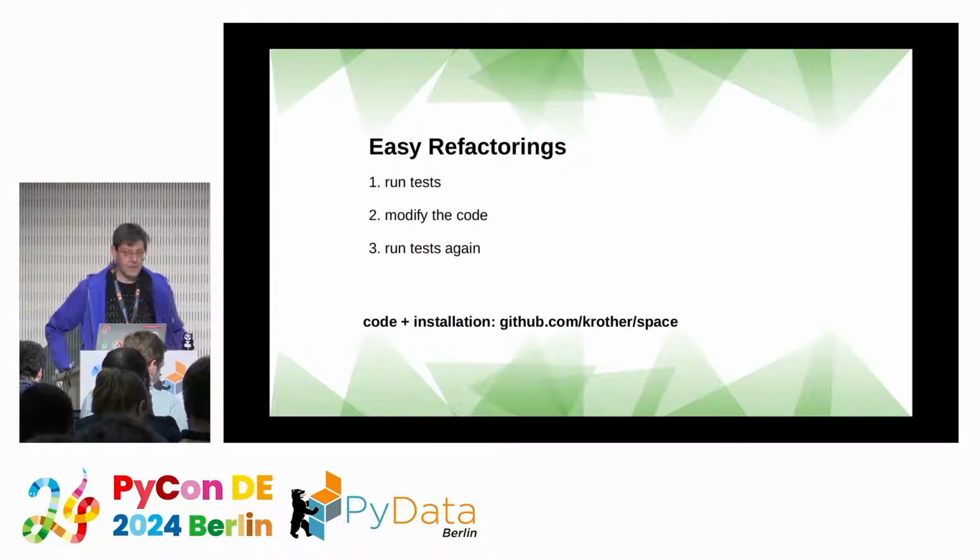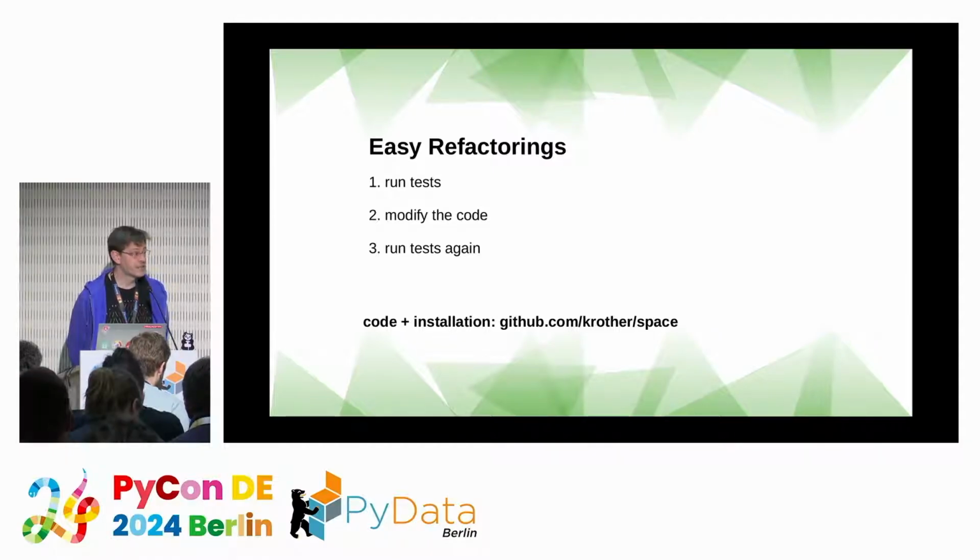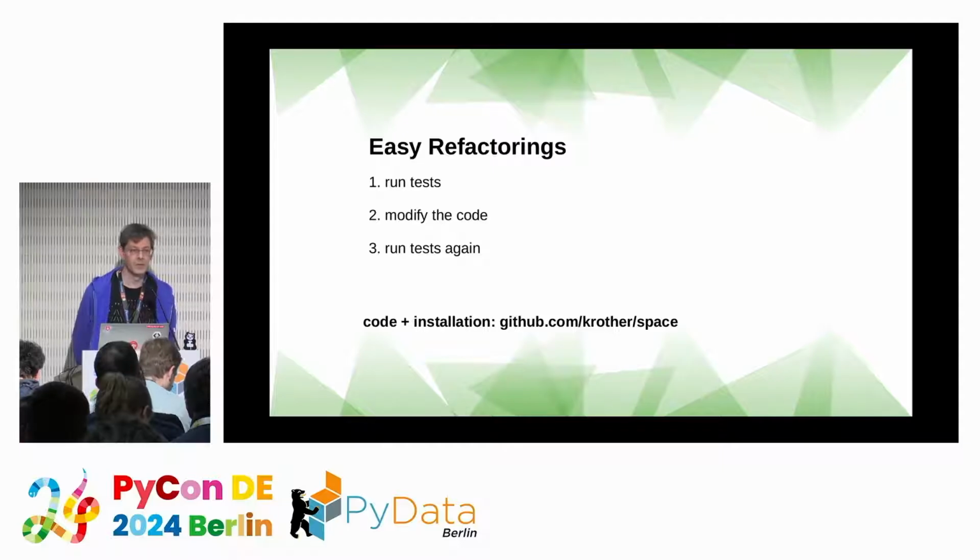There are easy refactorings, where the workflow is very simple. Assuming that you have any type of automated tests, you run the tests, then you modify the code, and then you run the tests again. And if the tests are green after step 3, then you can move on to the next refactoring or start adding a feature. Does any of you know an example of such an easy or small refactoring?